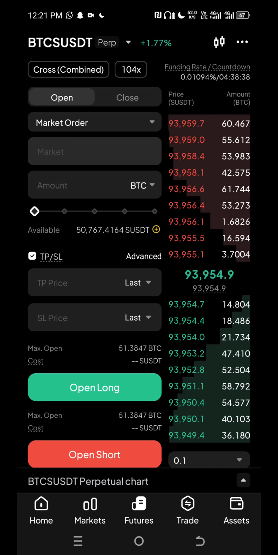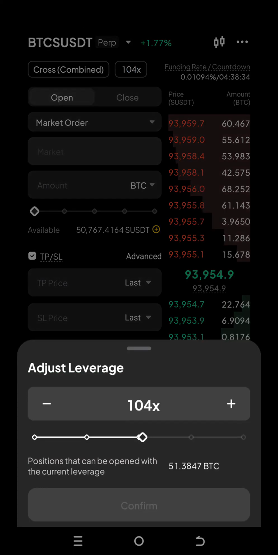Now, this place that you see 100%, this is the leverage. So remember, the leverage determines how much you're going to make. If you're going to make big amount of money, leverage. If you're going to make small amount of money, leverage. If you're going to lose big amount of money, leverage.